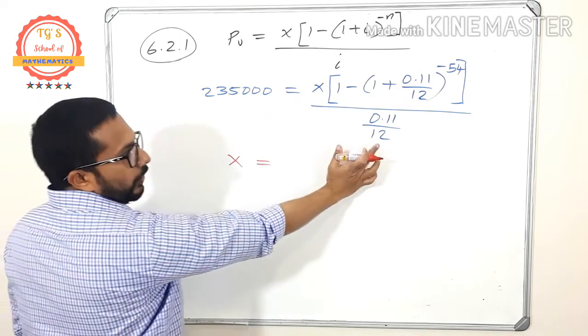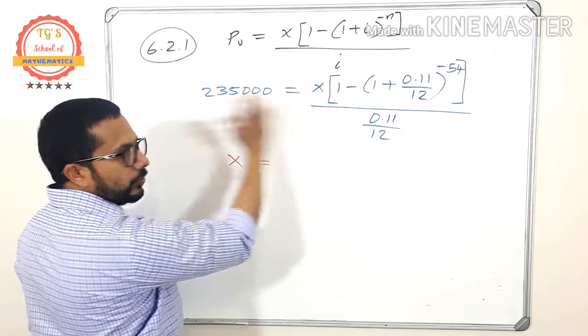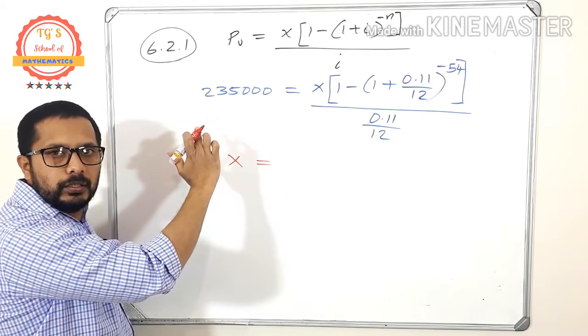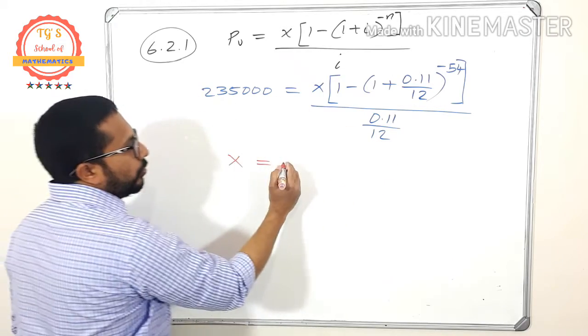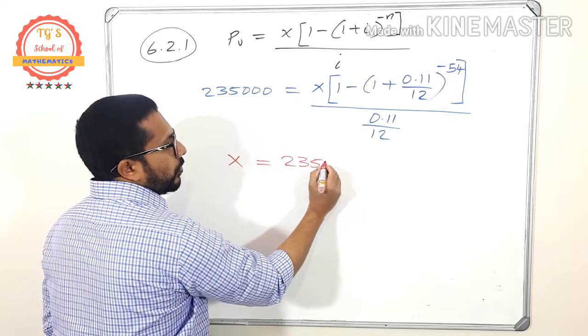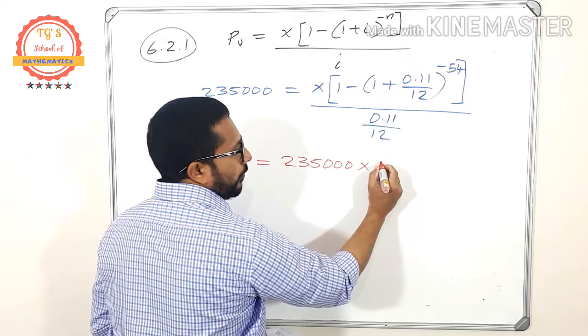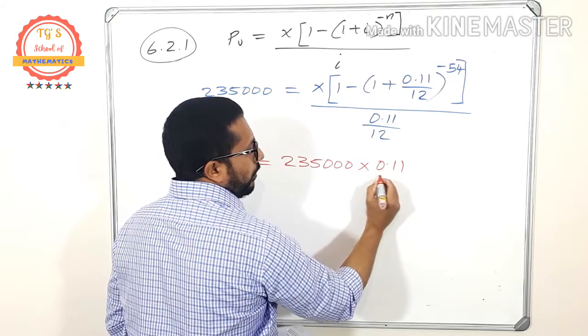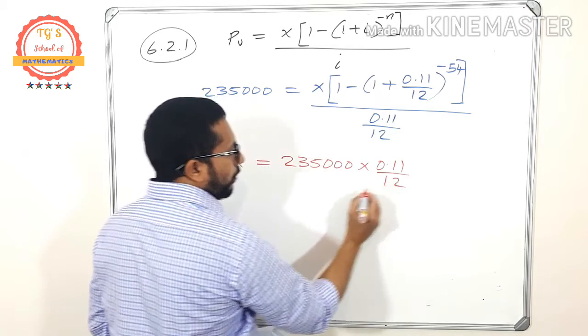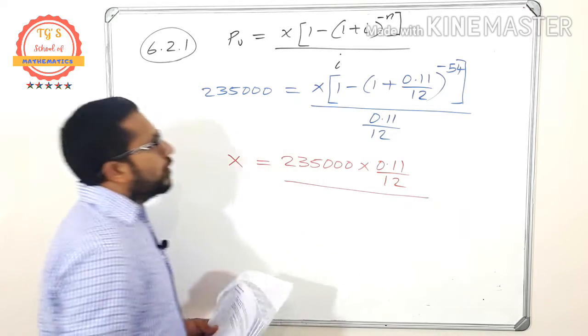So here this one is division. If I want to take this one to this side, it is supposed to be multiplication. So 235,000 multiplied with this division, that means 0.11 divided by 12. Okay. Now look at this one.